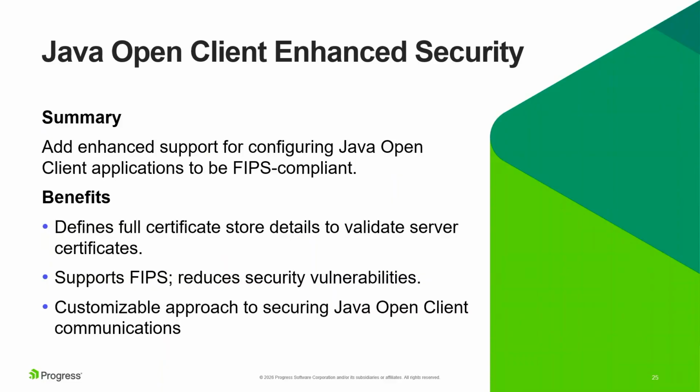Along with the ABL enhancements, the release introduces enhanced support for configuring Java Open Client applications to be FIPS compliant. Similar to the new ABL functions, the new configuration options offer significant security benefits even when FIPS mode is not enabled. This enables system admins to define the full certificate store details used by the open client to validate server certificates, which enables stronger cryptographic practices. The enhancements also align with FIPS standards when required and reduce security vulnerabilities in non-FIPS environments. And lastly, it provides a more customizable approach to securing Java Open Client communications.